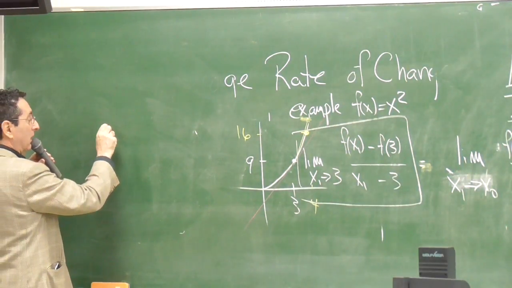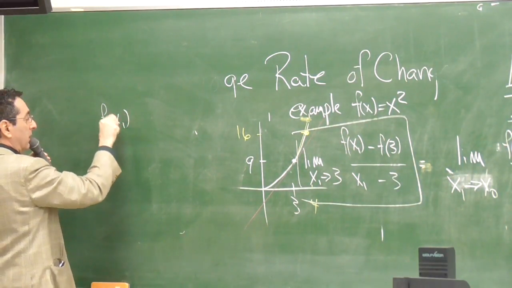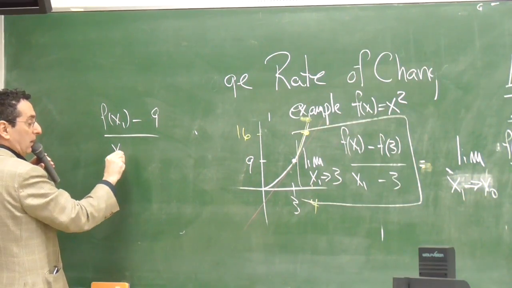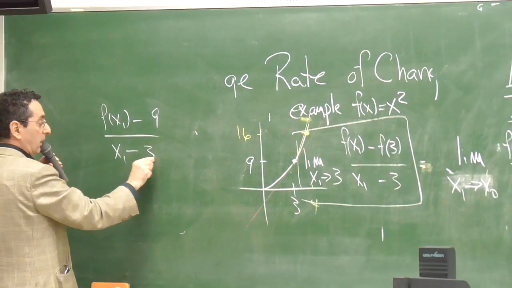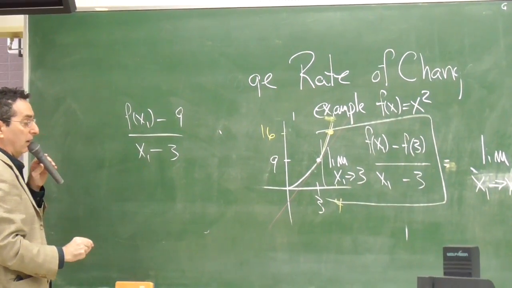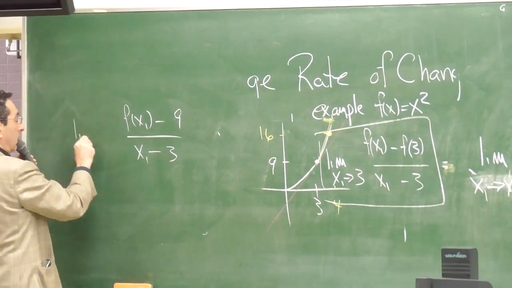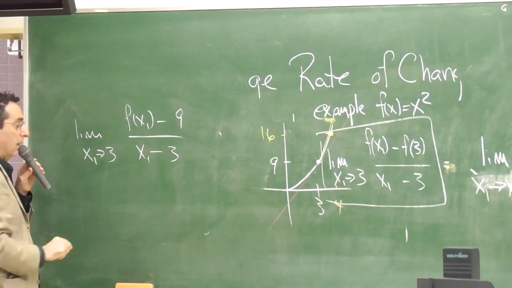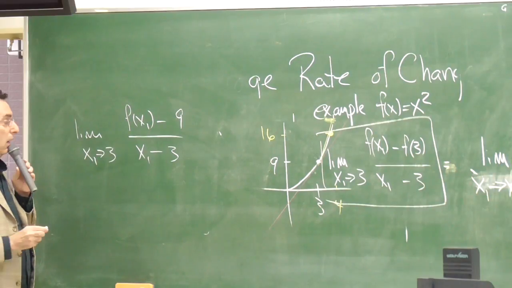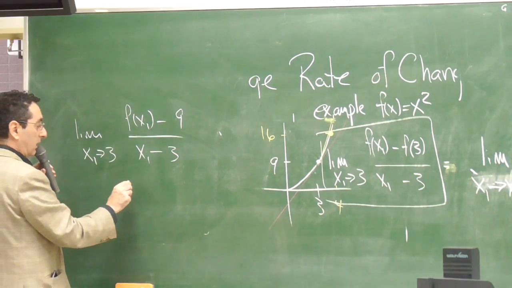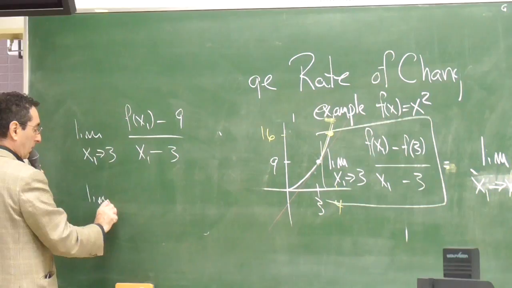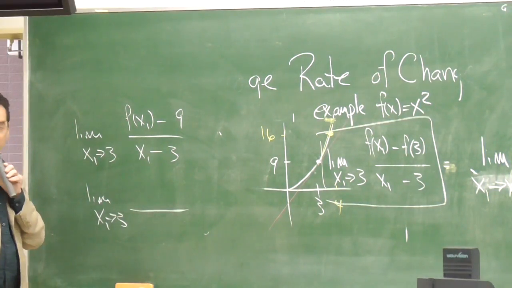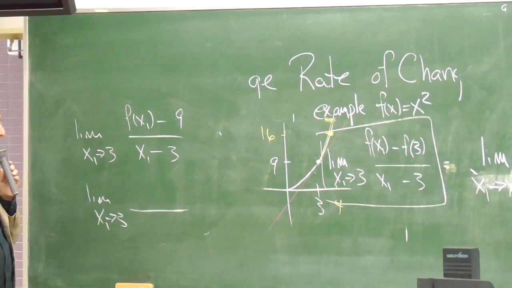So let's see. We get f of x1 minus 9 over x1 minus 3, right? And then still, same thing. x1 goes to 3. Okay, but that doesn't seem good enough yet. But let me go down here. Anything else we can write? Anything else we can simplify?